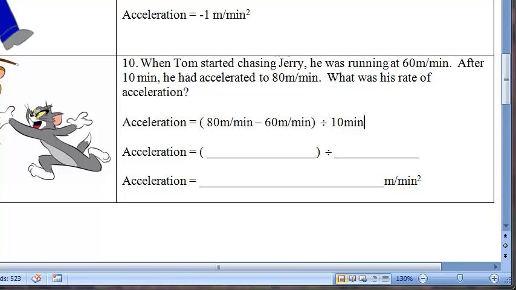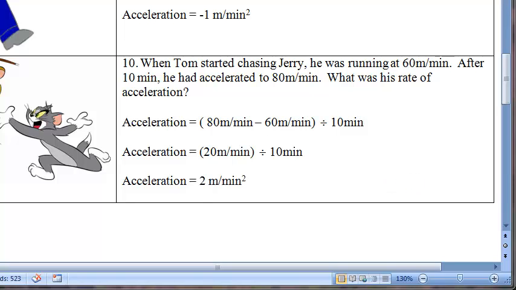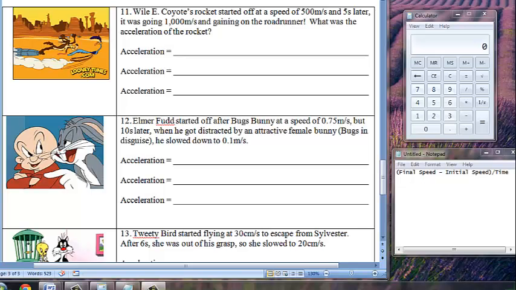80 meters per minute minus 60 meters per minute gives you 20 divided by 10. When you divide that, you should end up with 2 meters per minute squared. For question 11, you're not given the guides. You're just given blank lines, so you need to write in the steps.